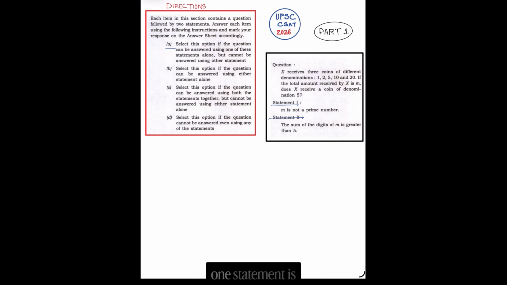Option A states that only one statement is sufficient. Option B states that either statement alone is sufficient. Option C states that both statements together are sufficient. Option D states that even both statements together are not sufficient to answer the question.